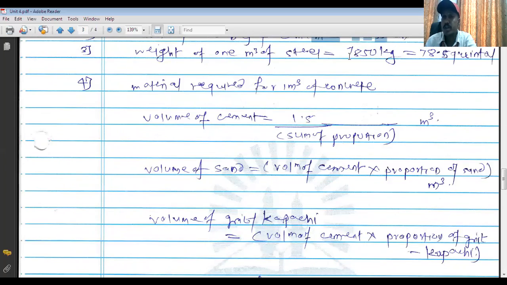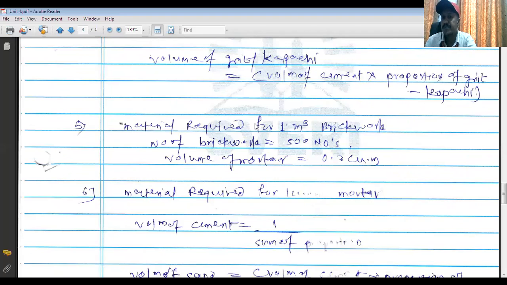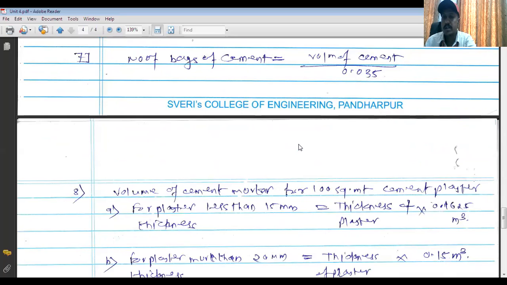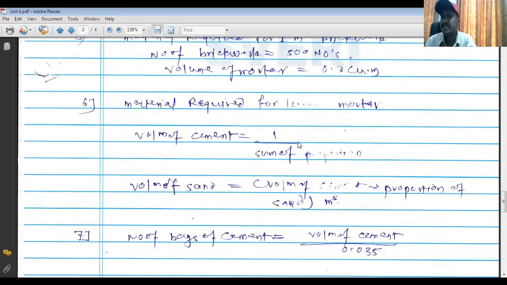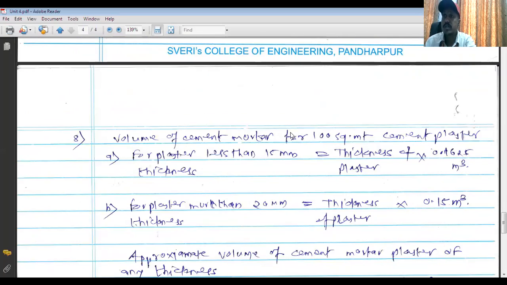Then volume of cement, now you are able to calculate volume of material required for 1 meter cube. In rate analysis we have done this. Then bricks, you require around 500 and all that. So this is all about some thumb rules that we must know whenever you are going to work on this side. Now thumb rules related to your RCC design and all that.